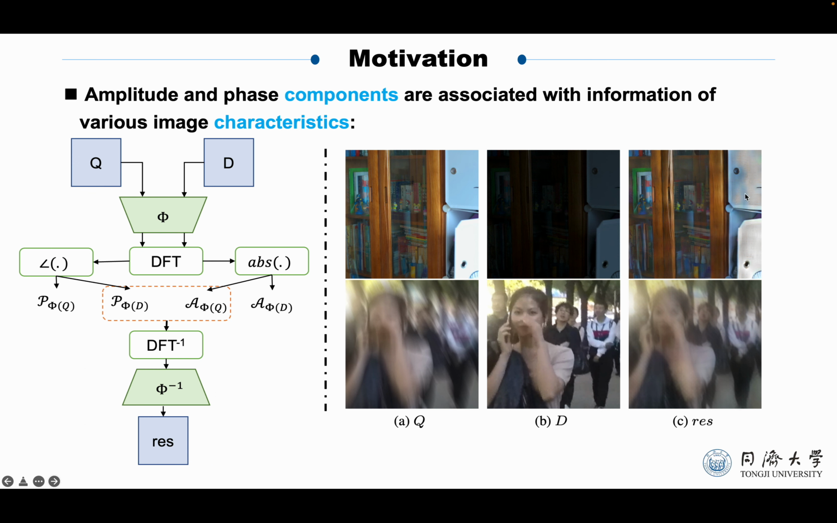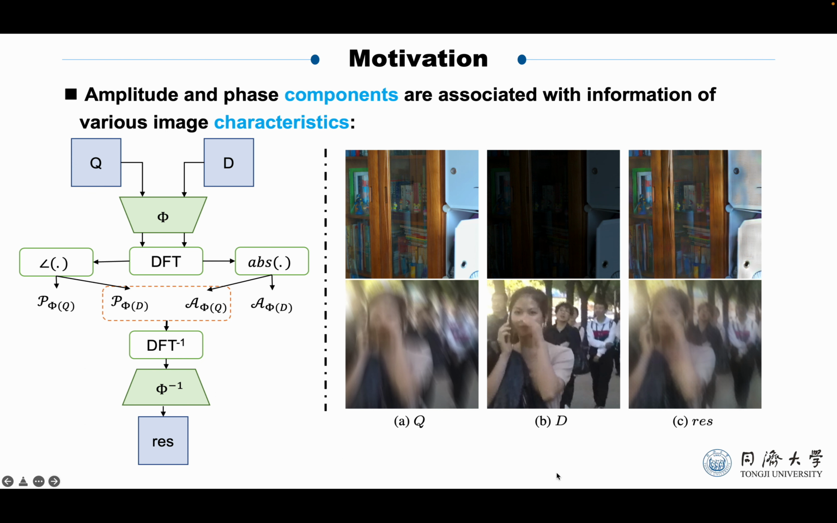As shown in this figure, the result obtained texture-related attributes such as illumination and color of the image Q, which provide the amplitude, and the structure elements such as object shapes and edges of the image D, which provide the phase.